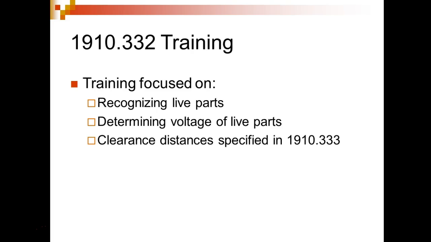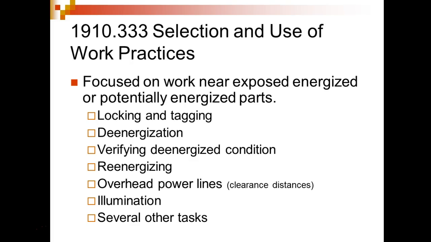Clearance distance is specified in 330. We'll look at that. It focuses on near exposed energized equipment. Locking and tagging, which is going to be our first lab. De-energization, then doing what? Verifying. So that's what these meters are for. You need to always verify that you pulled the right disconnect, right? And then also that the disconnect itself is operational.